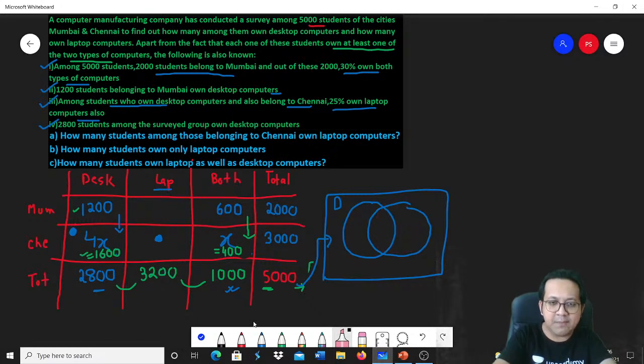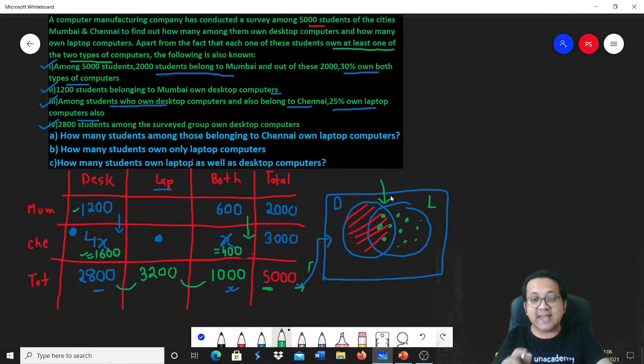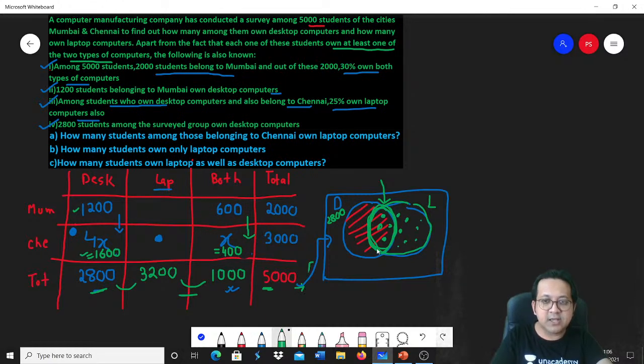So if you are able to visualize, desktop is this entire portion. As per the table, laptop is this portion. Can you see these green dots? So can I say this both region is getting added twice? When we count desktops as 2800, you consider this both region. Similarly, when you calculated laptops, you again counted this common part. So this common part is getting added twice. So can I say I have to subtract it one time? Why? Because you are adding it twice.